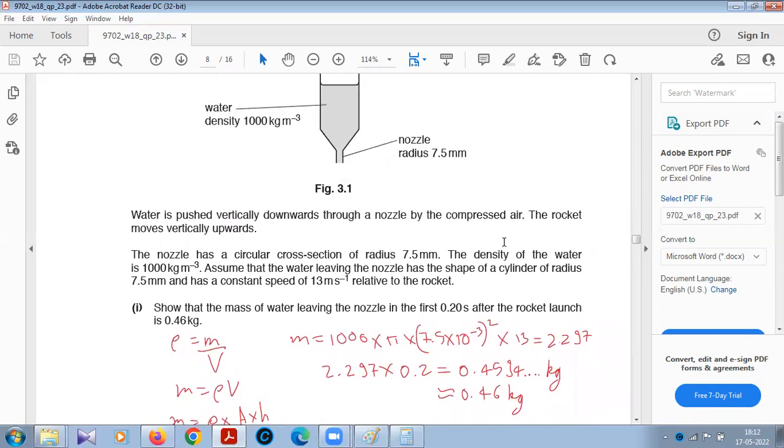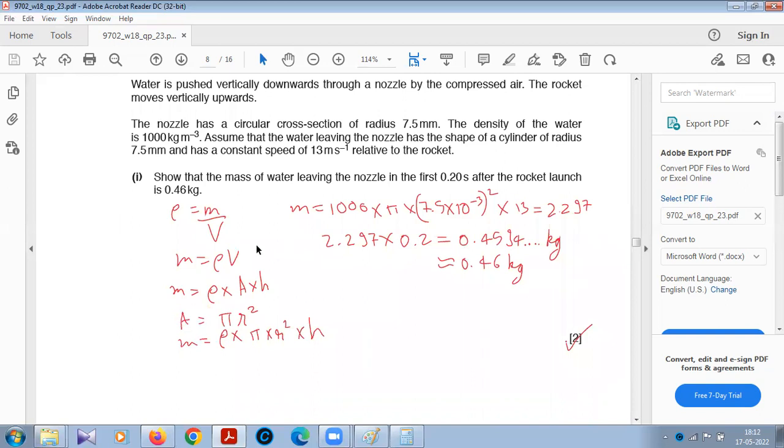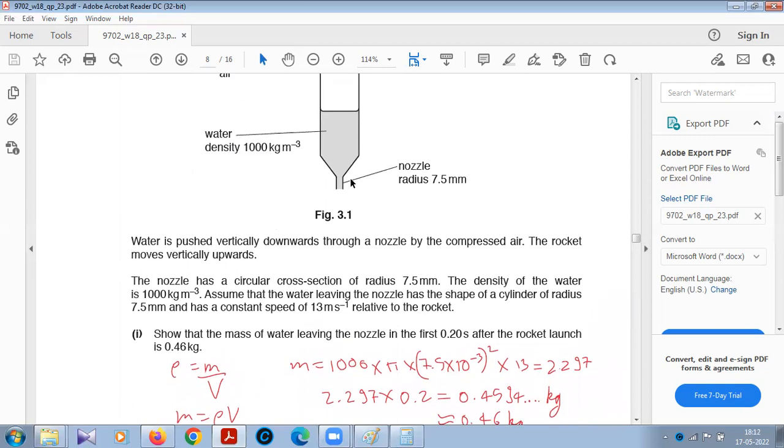So the mass of the water leaving you have to find out. Density is equal to mass by volume. Density is given to you, you just have to multiply it with the volume. But how will you find the volume? Volume is area of cross section times the length. It has a circular cross section, radius is given, so pi r square gives the area. But in order to find the volume, you have to find the length of the water that has gone.